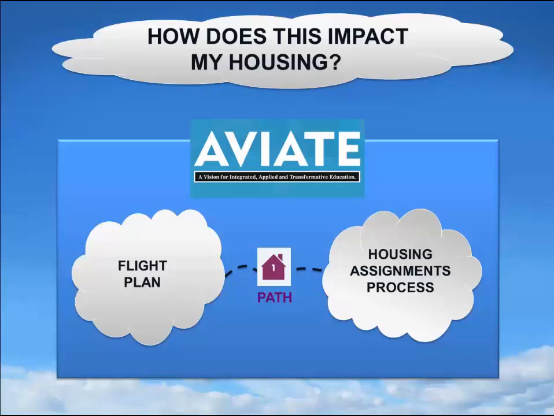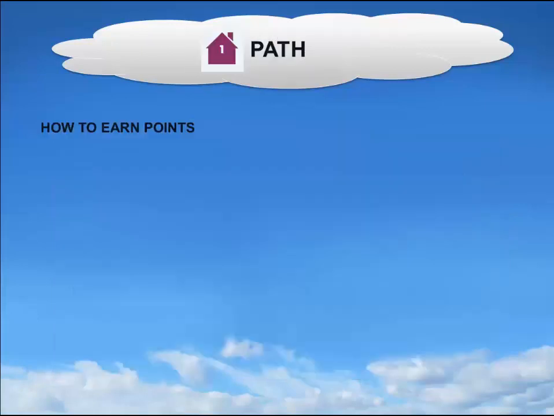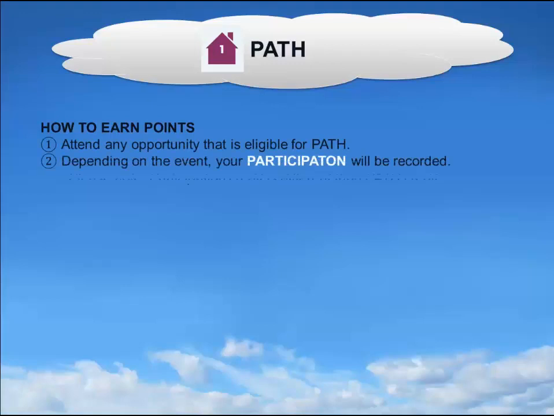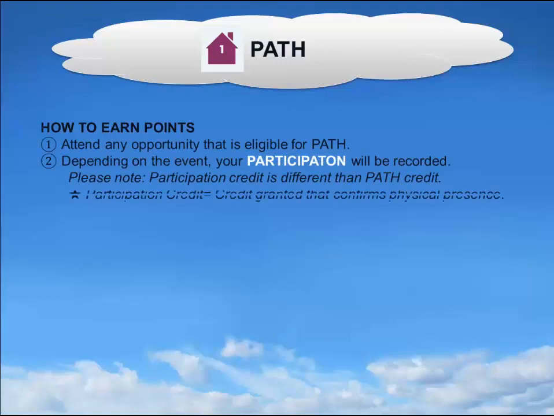As a result of participation in certain opportunities within the flight plan, you can earn points that reward your involvement and help you to achieve a higher likelihood of receiving your preferred housing assignment within the housing assignments process. In terms of the logistics for how to actually get PATH credit, there are 4 steps that will occur. The first is simple. Attend any opportunity that is eligible for PATH.